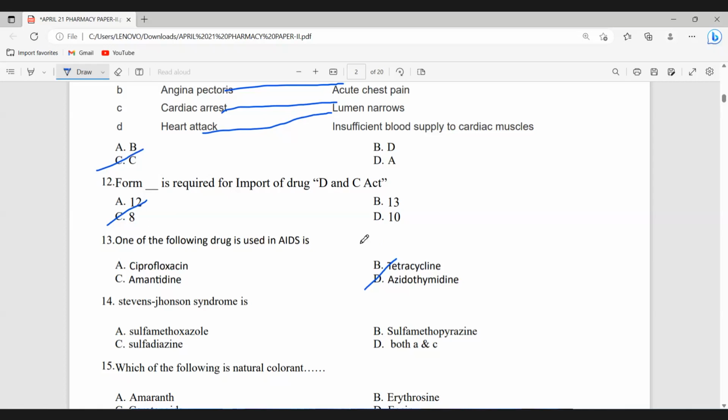Then amantadine, it is used to treat Parkinson's disease. Amantadine's mechanism of action, I have explained in many mock exams.